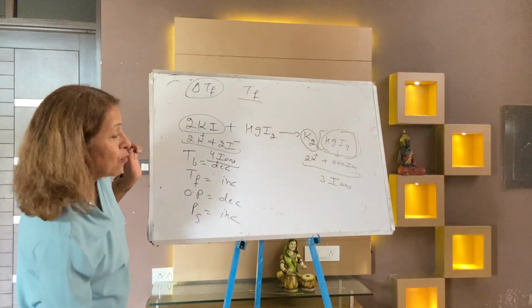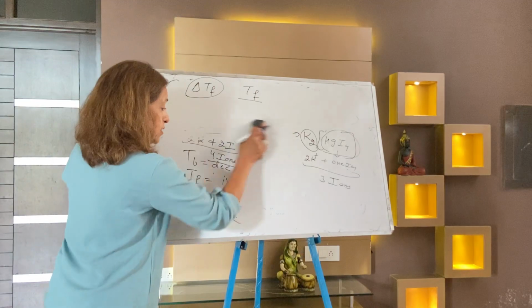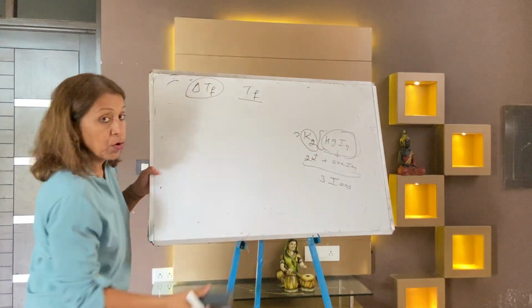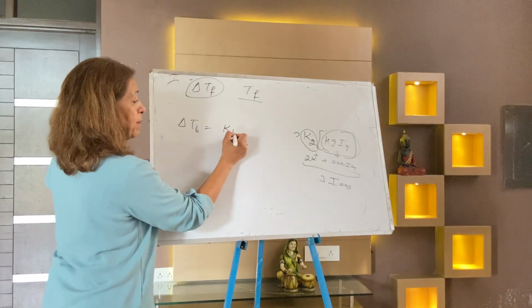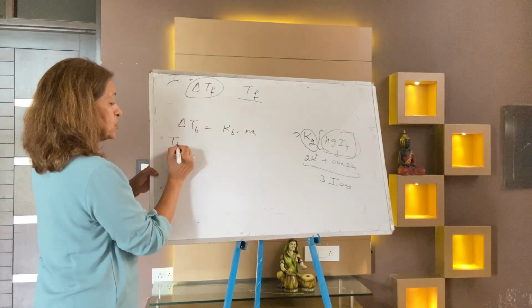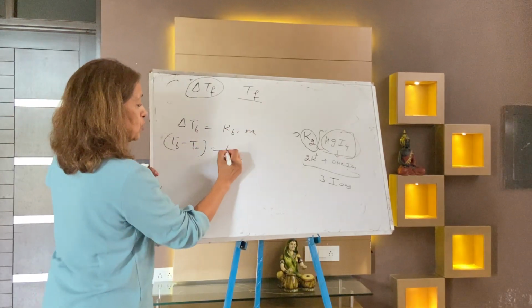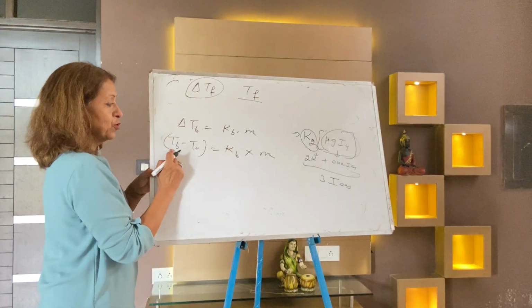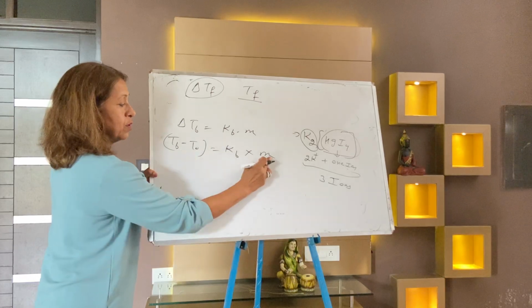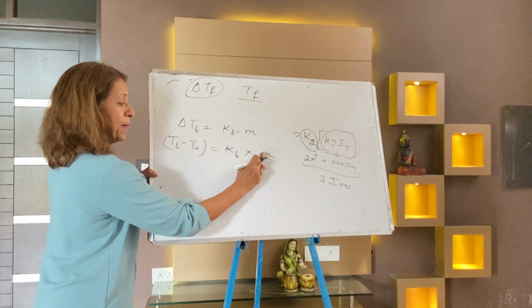Okay, how I calculated this, you can see this formula. You know delta TB is equal to Kb into m. Delta TB is TB minus T naught, which is equal to Kb into m, and m is molality. So TB is directly proportional to m; you can calculate TB dependent upon m.